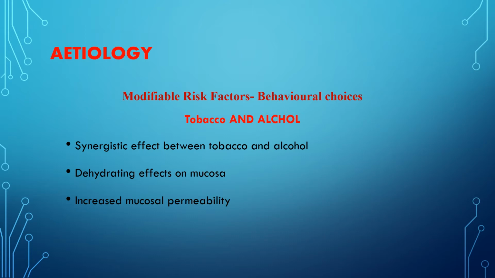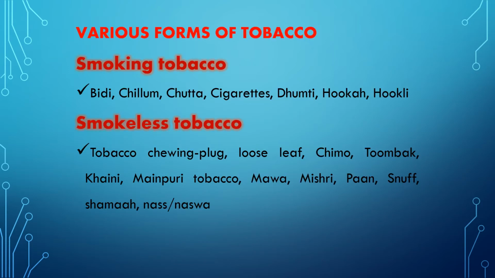Modifiable risk factors or behavioral choices. Tobacco and alcohol. What is the relationship between oral cancer with tobacco and alcohol? Synergistic effect between tobacco and alcohol. Dehydrating effects on mucosa and increase mucosal permeability that easily cause carcinogenic agents to enter our mucosa.